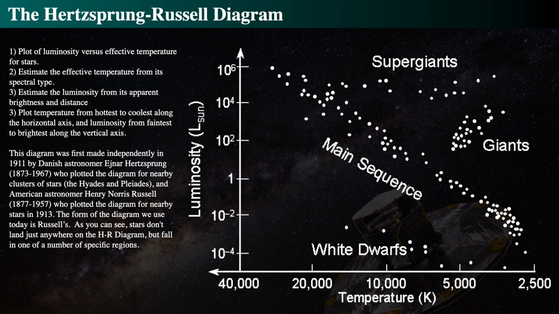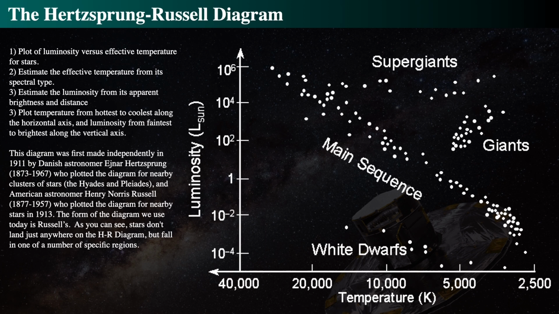And with this, we can plot the HR diagram, which is a plot of the luminosity and the effective temperature. Find the effective temperature from spectral type or the color, make an estimate of luminosity from the apparent brightness and the distance, or even the luminosity class, and you plot that temperature from hottest to coolest on the horizontal axis, and you get all these wonderful things. So again, the HR diagram was discovered independently, first made in 1911 by Hertzsprung, and Henry Norris Russell did a similar diagram of nearby stars in 1913.